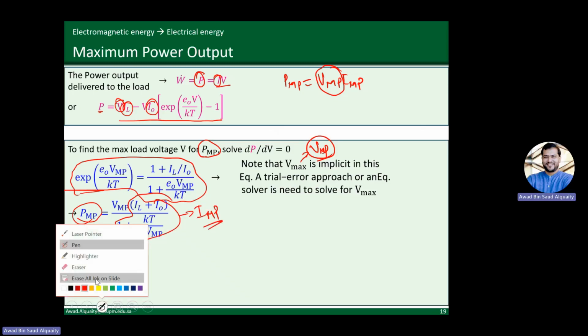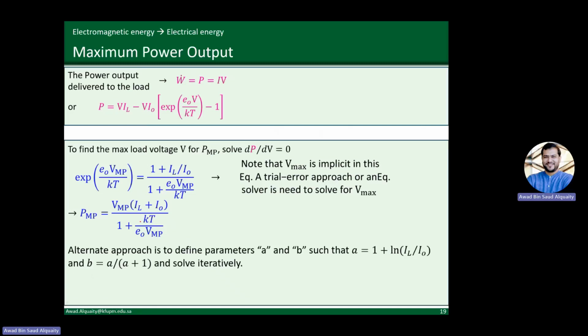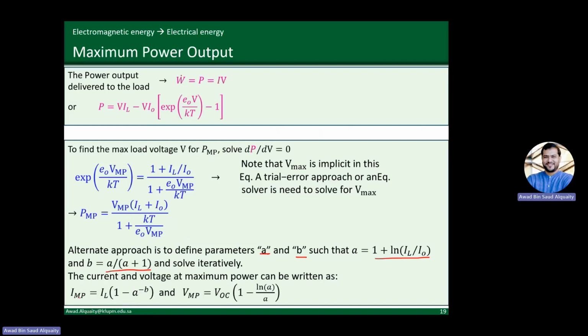What I prefer is actually another way of dealing with it. So instead of coming up with these expressions, we can also define parameters A and B such that A is equal to 1 plus ln IL by I naught, right? And B is A by A plus 1. Once we do this, we still have to solve iteratively, but on solving iteratively, we will be able to get the current and the voltage corresponding to maximum power point as IMP is equal to IL times 1 minus A raised to minus B, and VMP is VOC, the open circuit voltage, times 1 minus ln A by A.